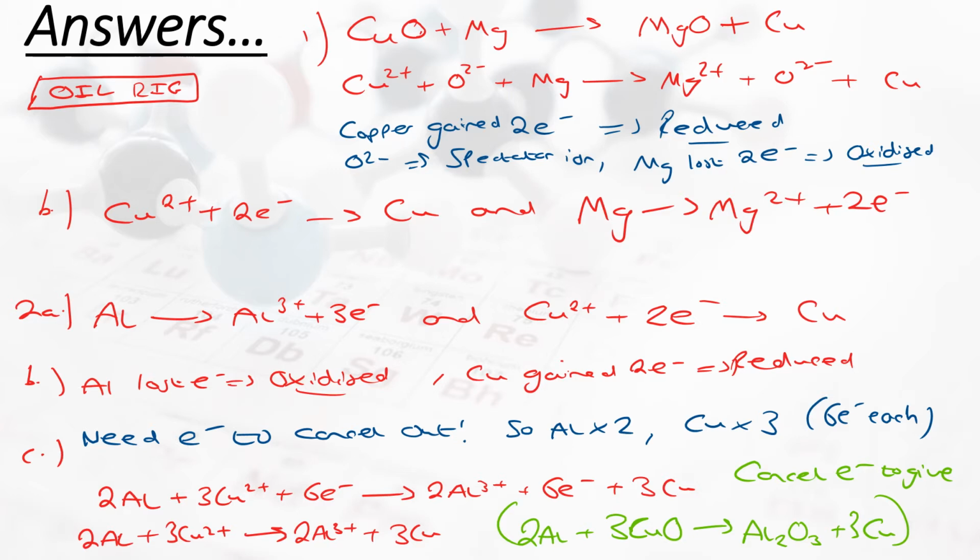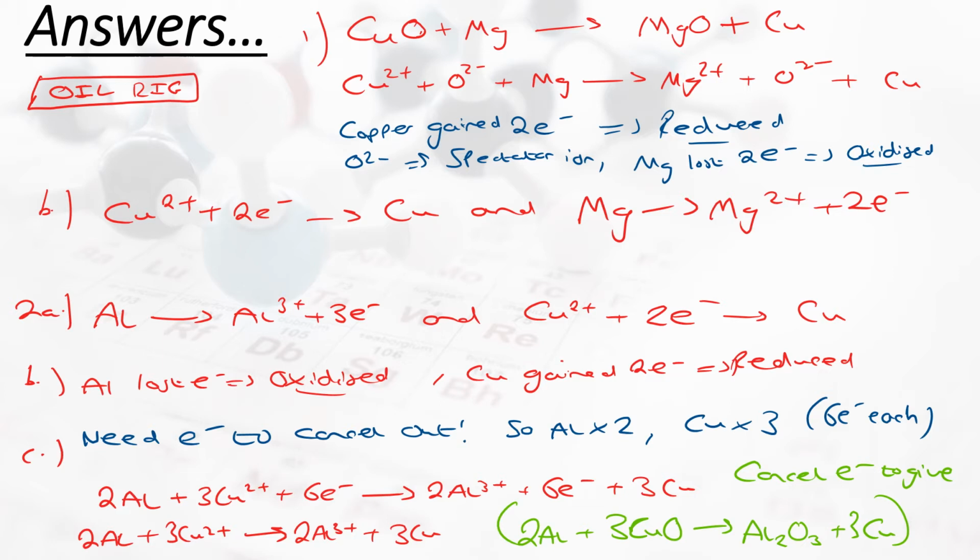Now something we didn't cover was how to combine half equations to make the full equation. And the way that we do this is that, notice in the full equations, when we talked about the copper oxide reactions with the hydrogen and stuff, there's never any electrons in a full equation. So to get from our half equations to our full equation, we must cancel out the electrons. And this is why it's important to have our half equations written down. We have aluminium going to Al3+ + 3 electrons. We have copper 2+ + 2 electrons going to copper.